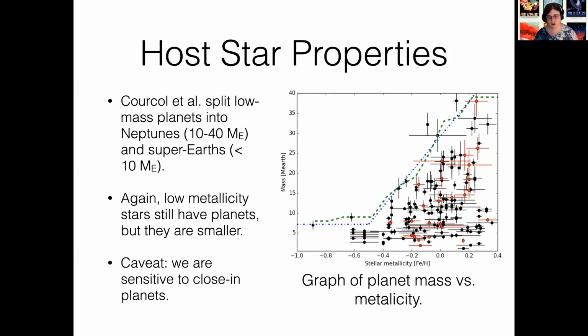These are just all of the planets plotted as planet mass versus metallicity, and showing that we just don't find big planets around metal-poor stars. And again, our sun is 0, so most of the stars in this sample are less metal-rich than our sun.